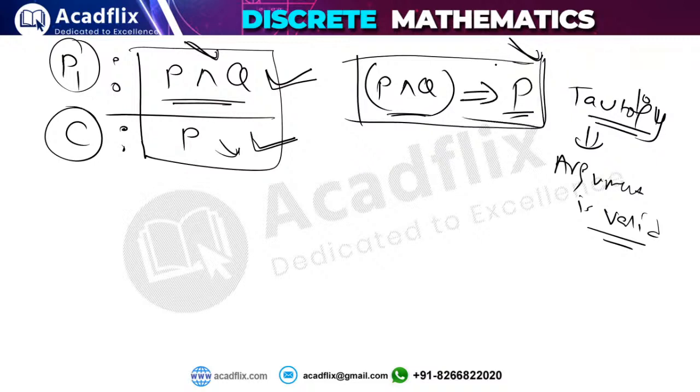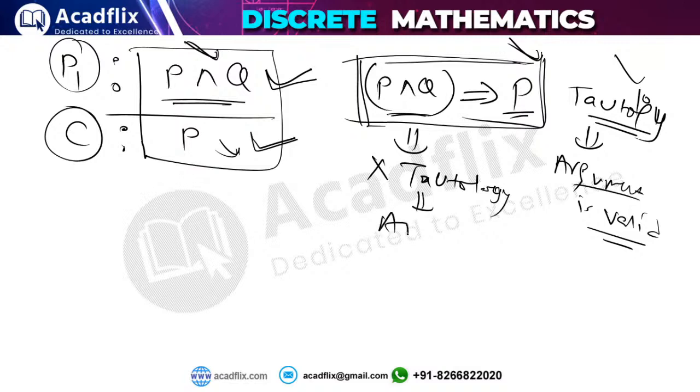Means this complete thing, if this is a tautology, then you will say that the argument is valid. And remember, if this is not a tautology, then you will say that the argument is invalid. This is our basic thing. Let's see whether the argument that we have taken is valid or not.